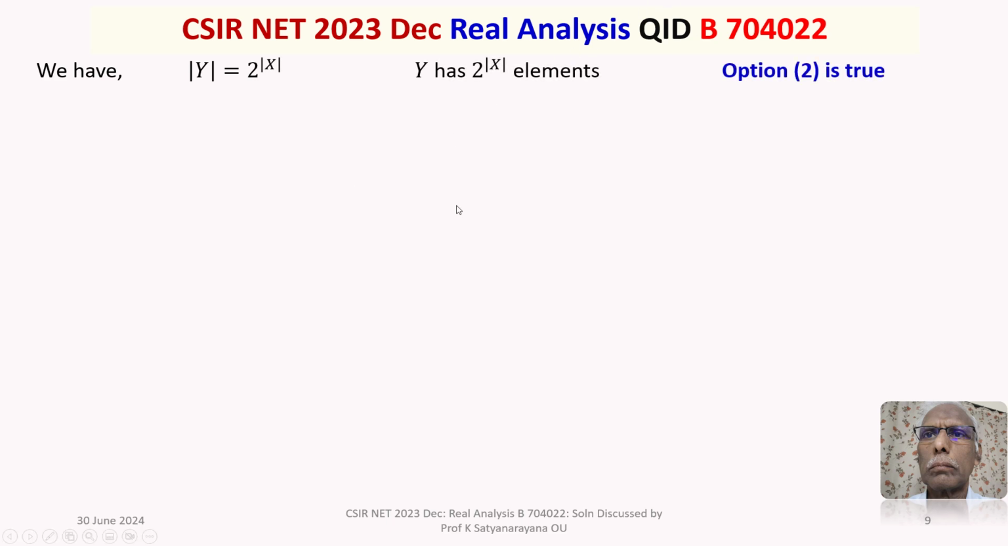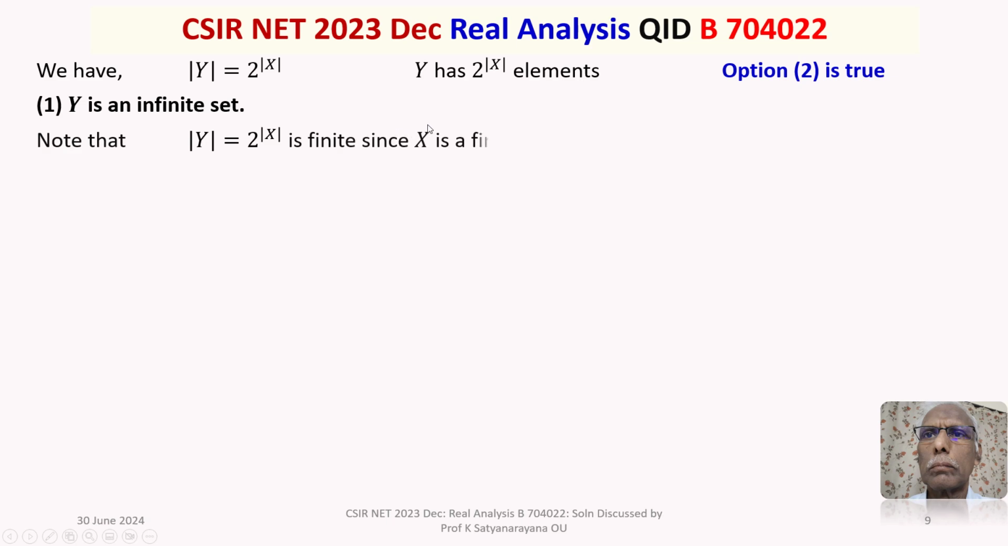We have y has 2 power order of x elements. Option 2 is true. Option 1, y is an infinite set. Now see, what is x? X is a finite set. What is 2 power order of x? That is finite. That means y is finite. But it is given y is an infinite set. Therefore, option 1 is not true. Right, that is the argument. Let's go to the next option.